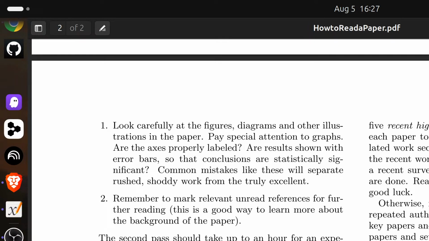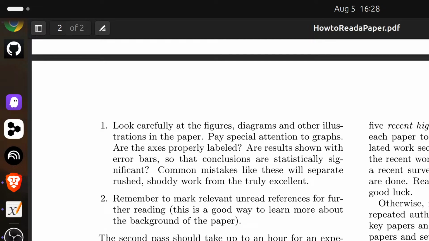Look carefully at figures, diagrams, and other illustrations in the paper. Pay special attention to graphs. Are the axes properly labeled? Are they also with error bars so that conclusions are statistically significant? Common mistakes like these will separate rushed, shoddy work from the truly excellent.